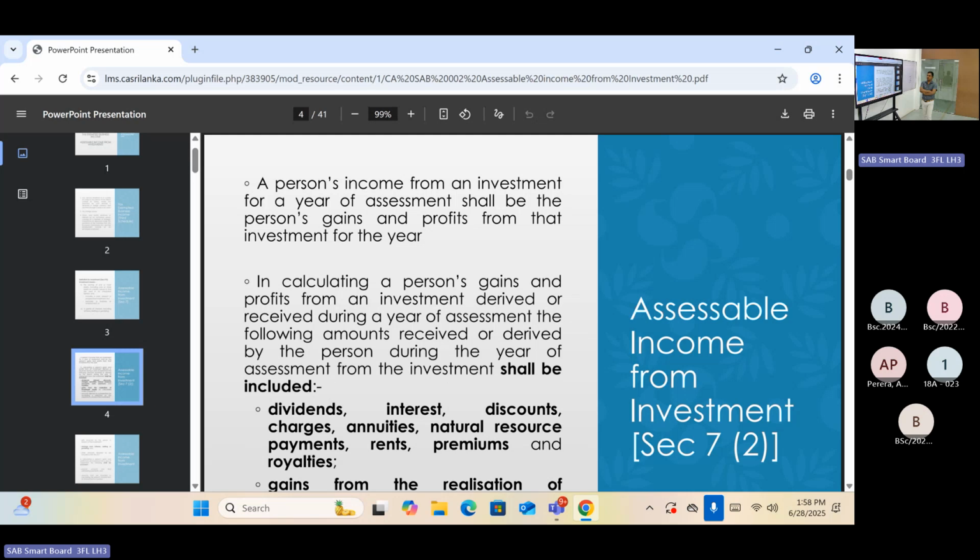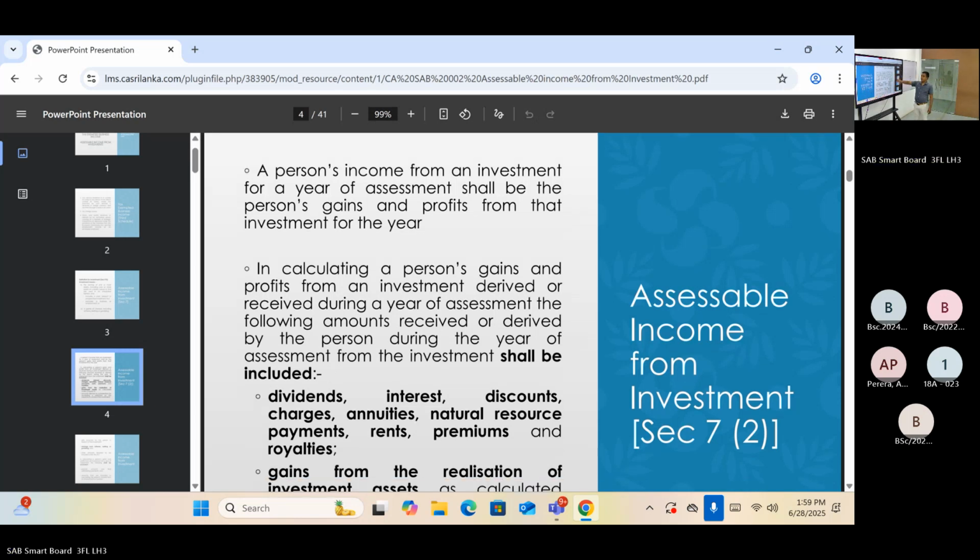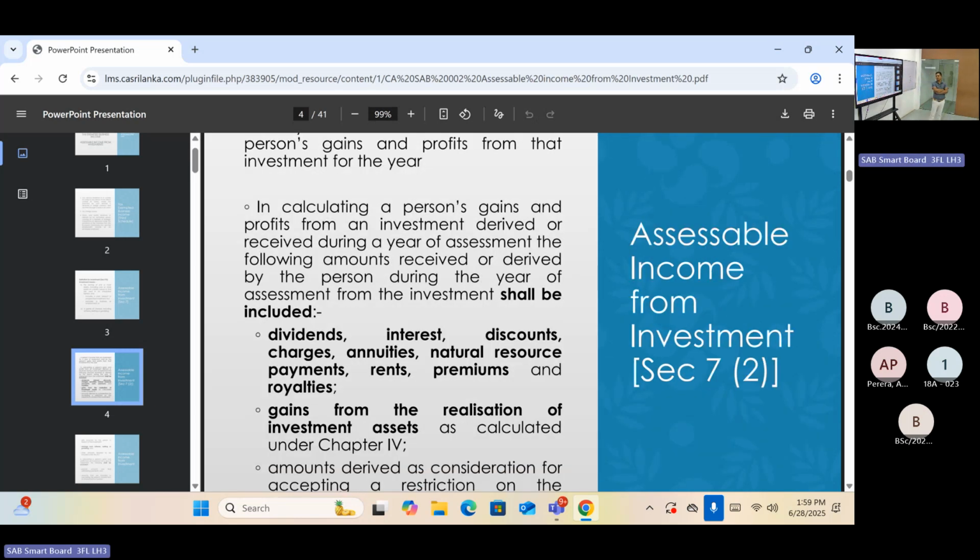A person's income from an investment for the year shall be the person's gains and profit from the investment for the year. In calculating a person's gains and profit from an investment, derived or received during the year of investment, the following amounts received or derived by the person during the year from the investment shall be included. What are the things? Dividend, interest, discount, charges, annuities, natural resource payment, rent, premium or royalty. These need to be included.